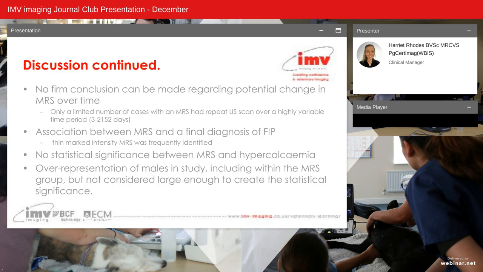In the present study, only a limited number of cases with a medullary rim sign had repeat ultrasound scans over a highly variable time period, and the subjective appearance of the medullary rim sign was found not to change over time. This is consistent with what has been reported in dogs and humans. However, due to the high variability, no firm conclusions can be drawn regarding the potential change in the medullary rim sign over time from this present study, and as a result, future investigations are required to establish this.